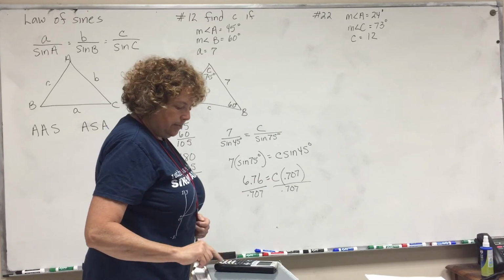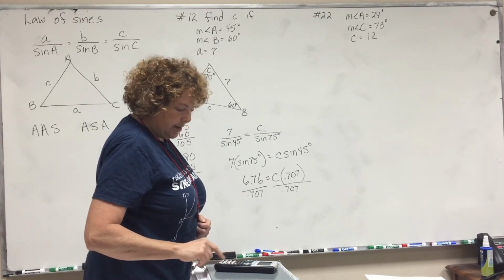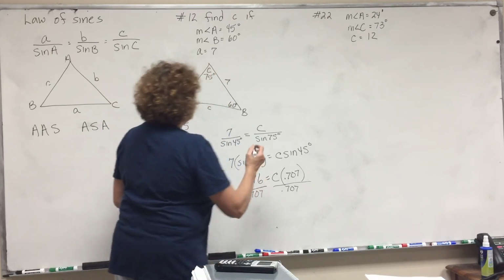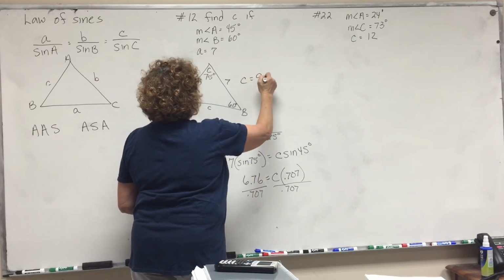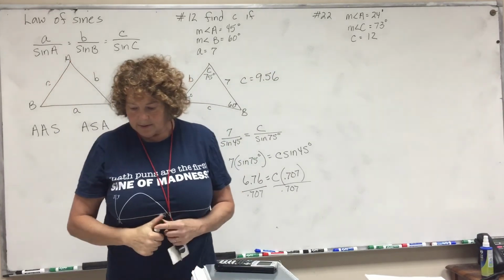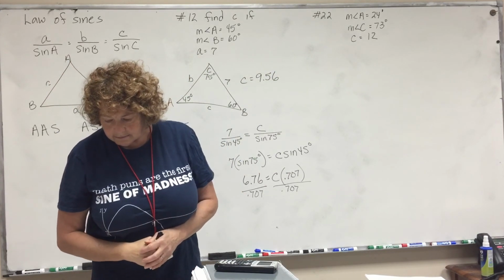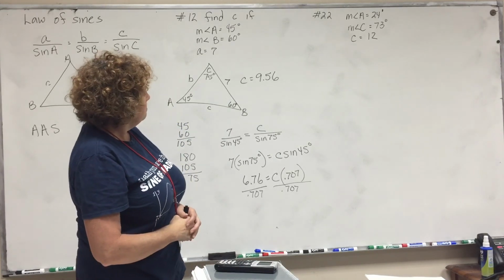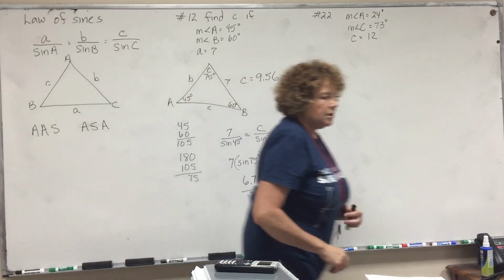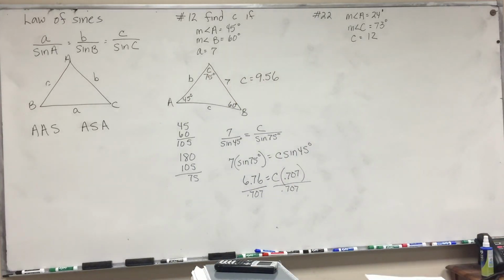6.76 divided by 0.707 gives us 9.56. So c equals 9.56. Okay, you see how that is done. I have to start that over again because I got the wrong answer somehow.